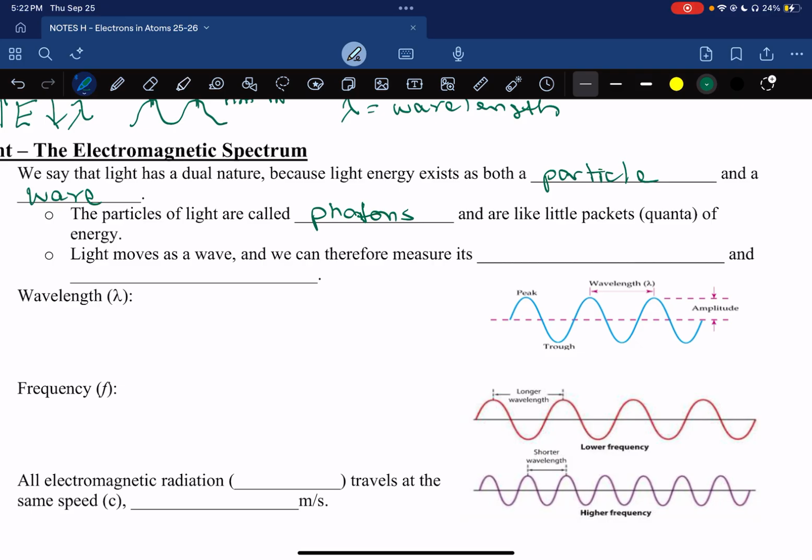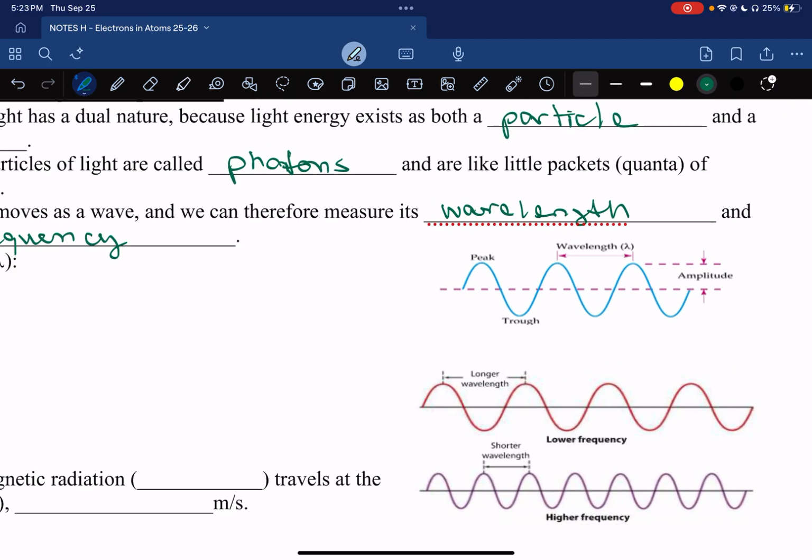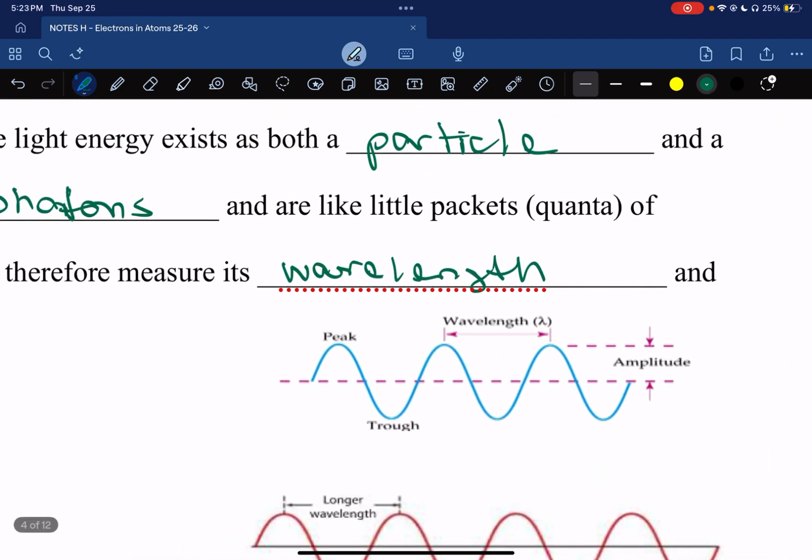Light moves as a wave, and therefore we can measure its wavelength and its frequency. Wavelength here is the wave. By definition, let's look at this picture. So wavelength, like I said before, is the distance between the two peaks, in nanometers or meters.